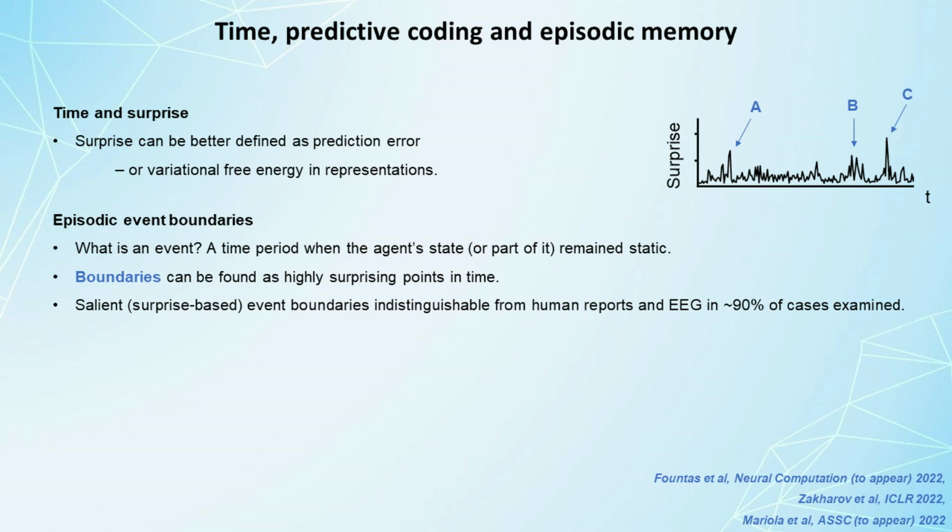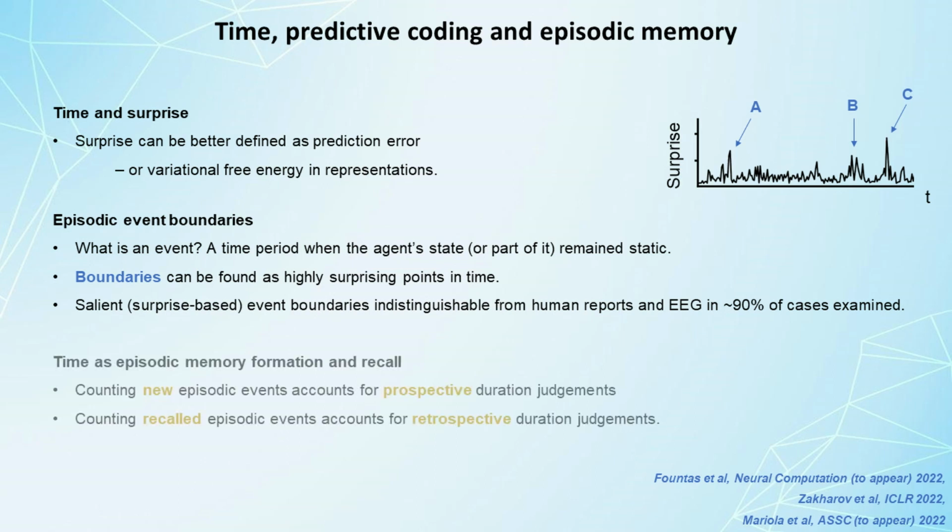And we've recently seen that when we calculate this kind of event boundaries using probabilistic models and we compare them to what actual humans report they perceive as events, these model boundaries match substantially to human subjective reports, which is quite interesting to observe and quite a nice validation of our initial assumptions. So connecting these insights, we have created a framework where we view episodic memory and time perception as two highly intertwined things. And we can show that counting new episodic events can account for prospective duration judgments, while counting recalled events accounts for retrospective judgments that require memory.